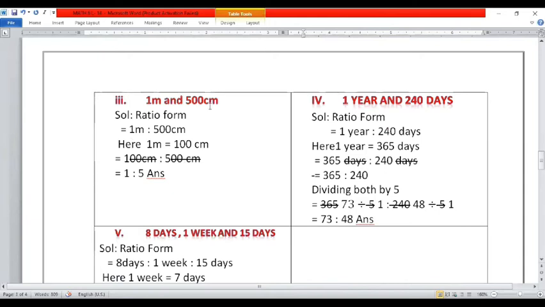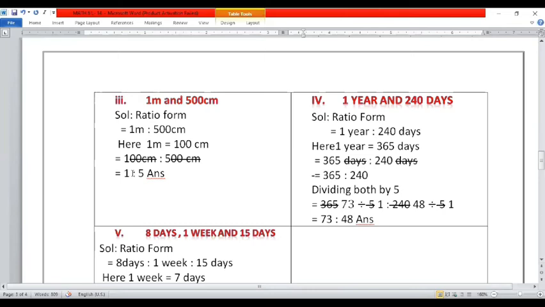Dear students, here again I have 1 meter and 500 centimeters. First of all, I will change the meter into centimeters. 1 meter is equal to 100 centimeters. So I write here 100 centimeter ratio 500 centimeter. Both values you can see have centimeter, and 2 zeros cancel. I will get the answer 1:5.